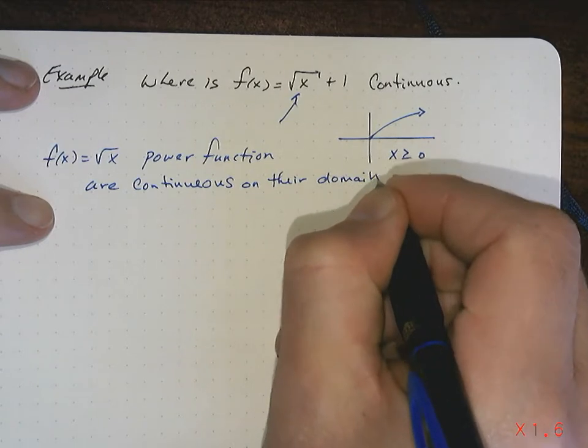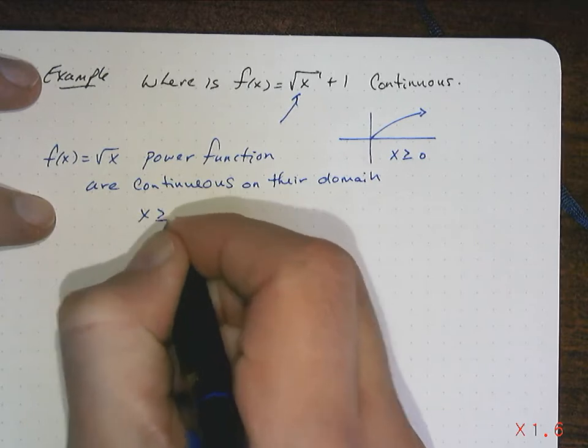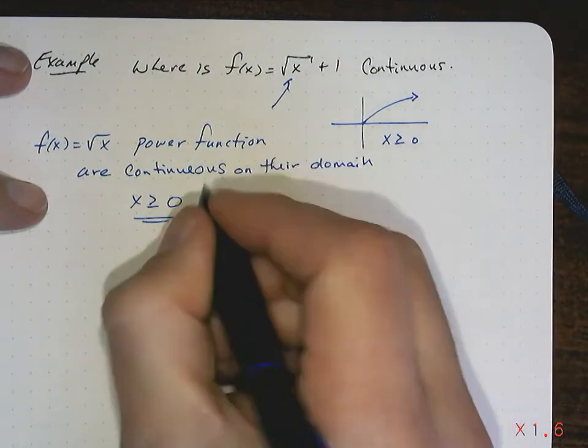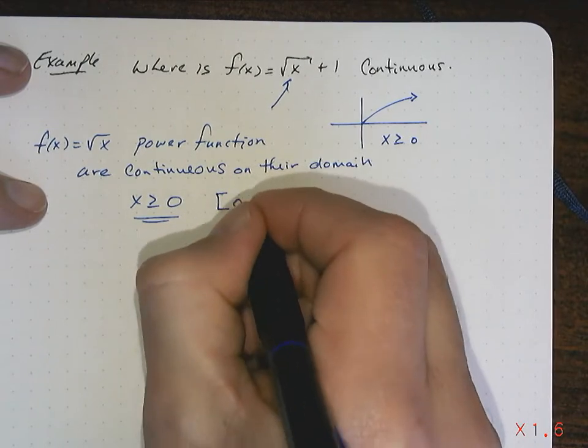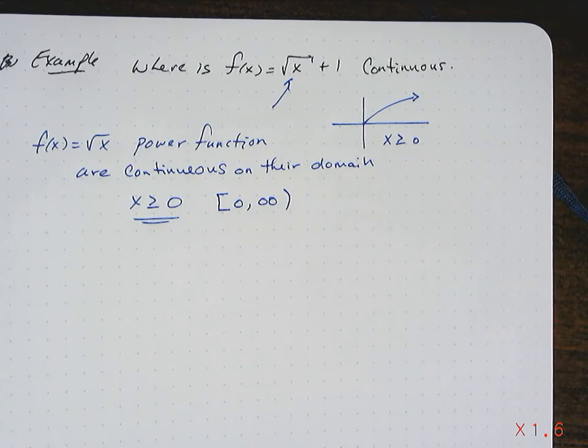And so this one is going to be continuous on x greater than or equal to 0. All right, here's another way to say that same thing. And I hope that you're okay with both, because I'm going to jump in between. So there's two ways of saying the same thing.